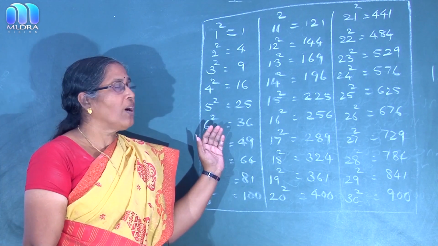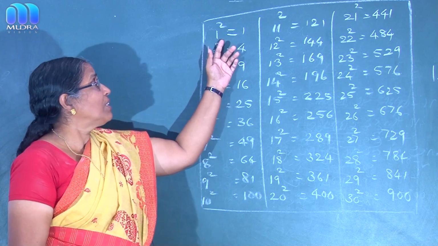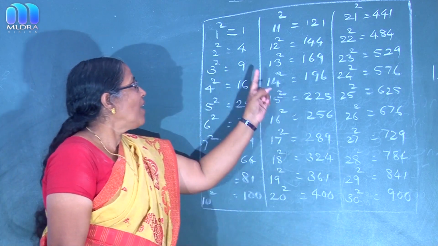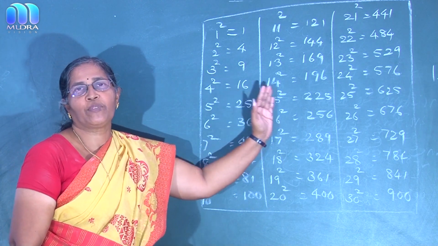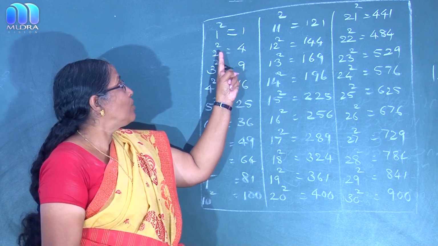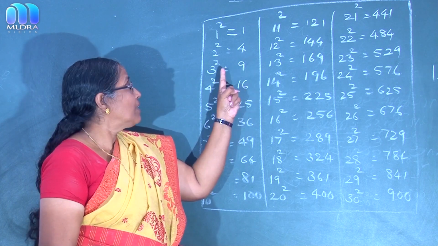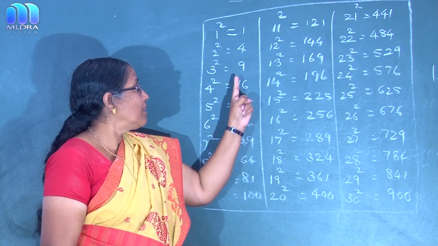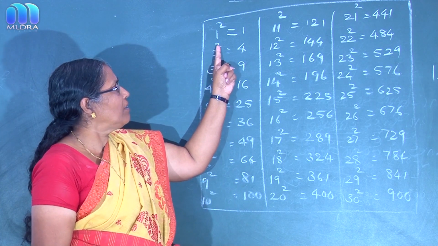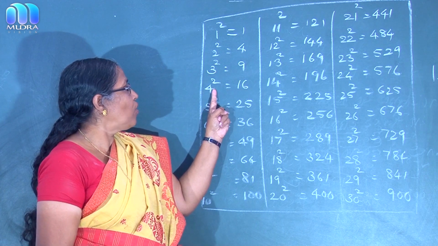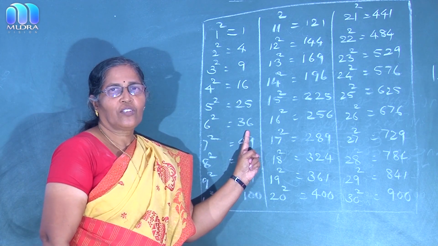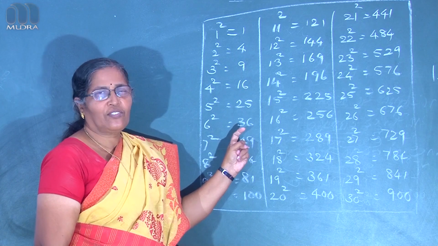Look at the table you have. I have written 1 square to 30 square here. Now look, what specialities can you find from this table? 1 square is equal to 1, 2 square is 4, 3 square is 9, 4 square is 16. Again look, what is 2 square? 4. 4 square is 16, 6 square is 36. What can you find from this?